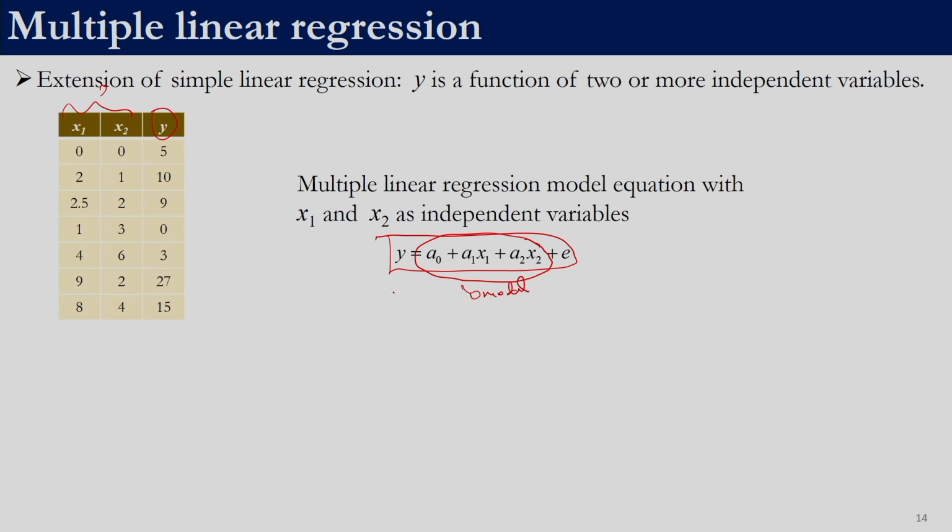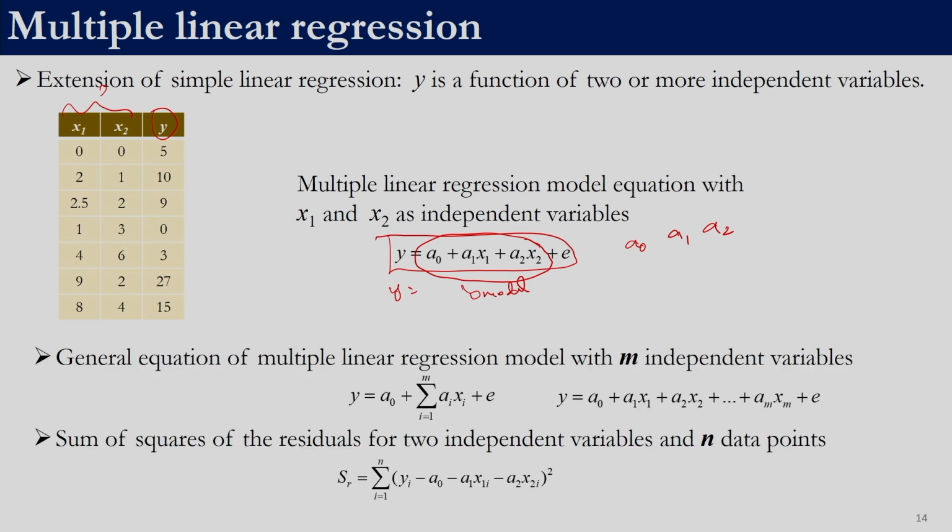Depending upon how accurately this data was measured, there may or may not be an error associated with each data point. So, our model is a naught plus a1 x1 plus a2 x2, and our task is to find out the values of a naught, a1 and a2. So, this is an equation involving two independent variables.